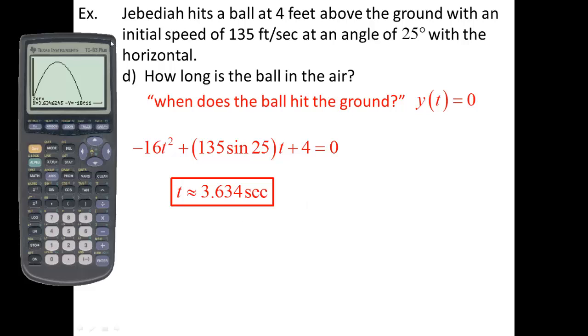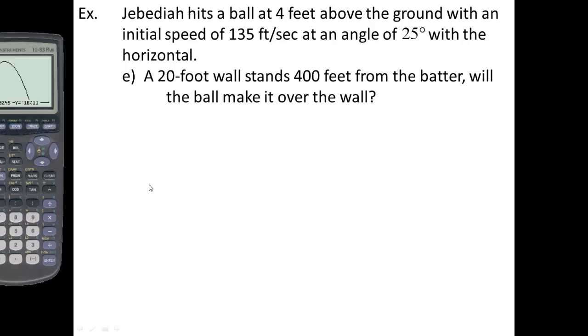Alright, moving on. Let's move this off to the side. A 20-foot wall stands 400 feet from the batter. Will the ball make it over the wall? So really the question is, when the x position is 400, what is the y position? Because if the y position is 20 feet or higher, it's going over the wall. Well, actually, if it's 20 feet, it's hitting the top of the wall, so it really has to be more than 20 feet. So really, I need to know what is the y position when the x position is 400.